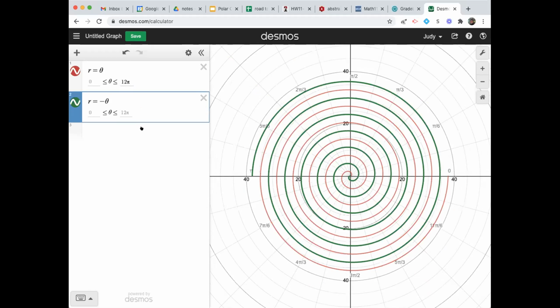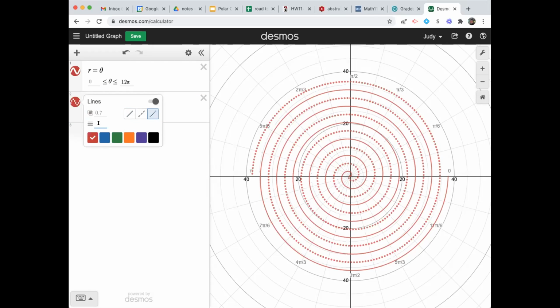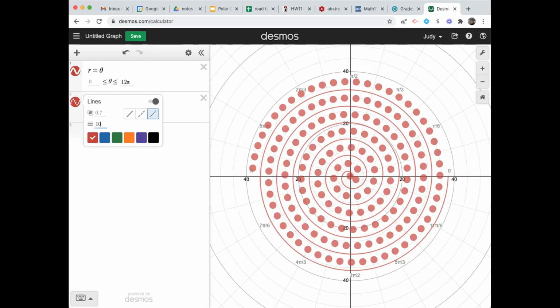Now, if you're interested for your art project, if you click and hold on this part, you can change the color of the graph. So if you want them both to be red, you can make them both red like that. If you want to make dotted lines, you could do a dotted line instead. If you want to change the thickness of the line or any of that, you can change those numbers over here. So I could make that line really thick. I could change it to a different color.